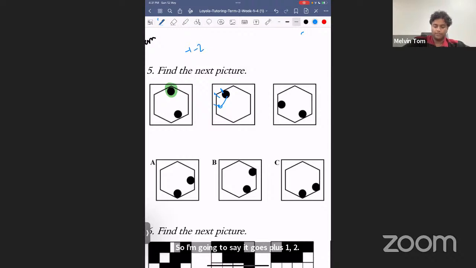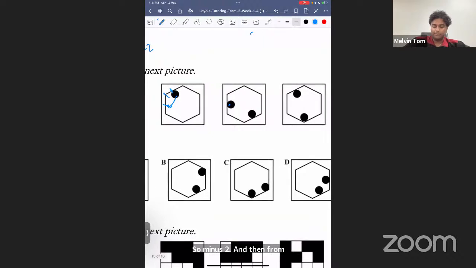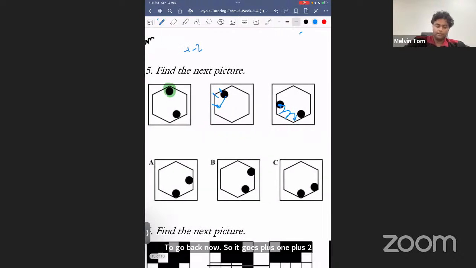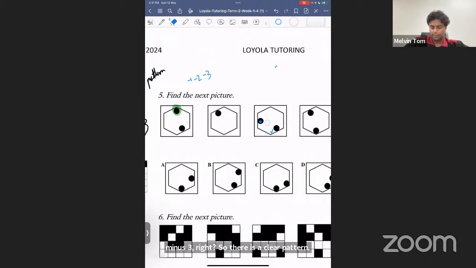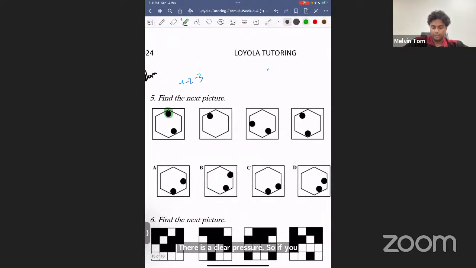So -2. And then from there, it makes more sense for it to go forward again to here than to go back now. So it goes +1, +2, +3. So -3, right? So there is a clear pattern. If you were to do that, let me show that to you. Here, here, here, they're all the same. It's -1, -2, -3. Next one should be -4. So it goes 1, 2, 3, 4. So the circle should be in this position.